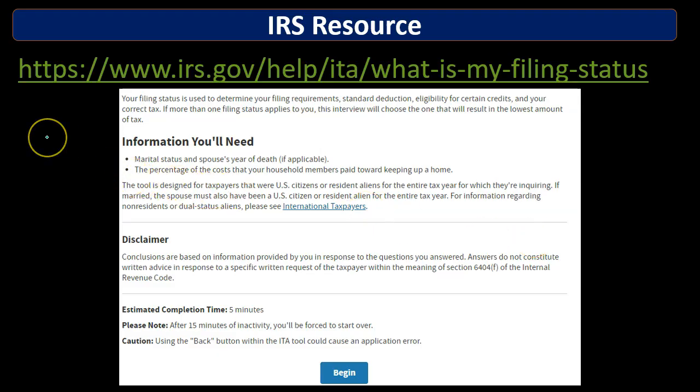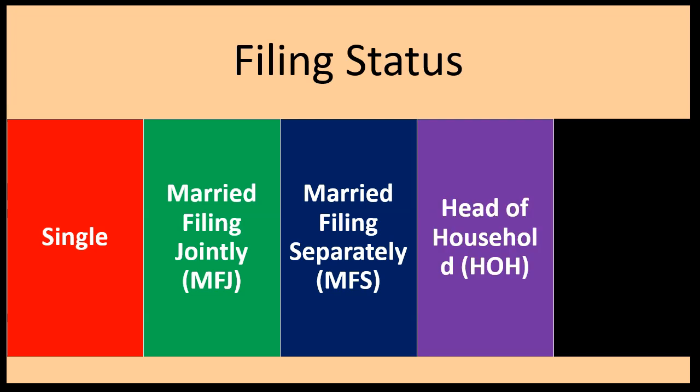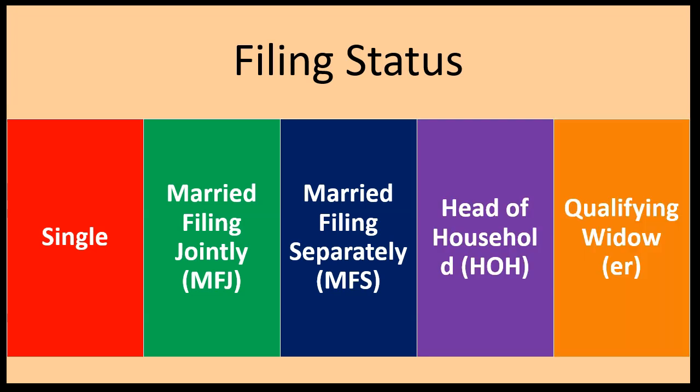The IRS also has a nice resource page that you can visit here. If you have questions about the filing status, you can go to this URL, "What is my filing status?" The filing statuses will be, as we've seen, either single, married filing joint (MFJ), married filing separate (MFS), head of household (HOH), or qualified widow or widower. There is going to be a hierarchy of the filing statuses.